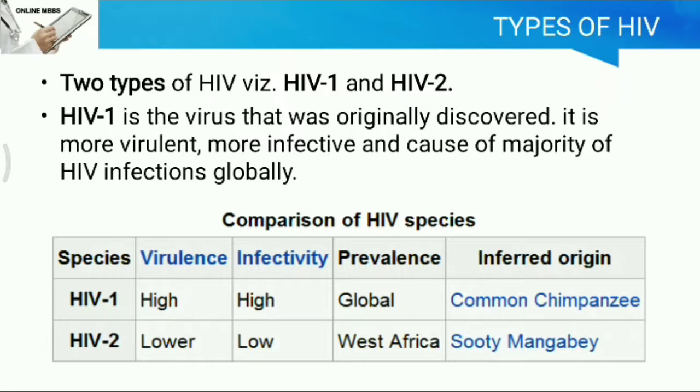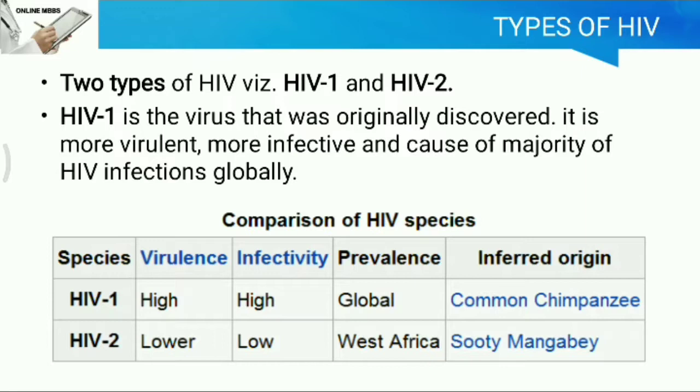Now types of HIV. It's mainly of two. There are two types of HIV. They are HIV-1 and HIV-2. HIV-1 is the virus that was originally discovered. It is more virulent, more infective, and the cause of the majority of HIV infections globally.